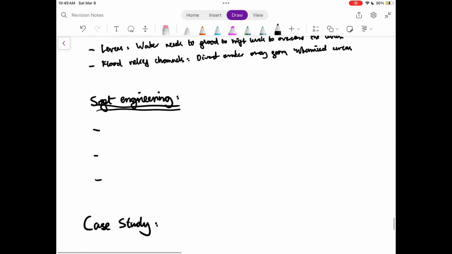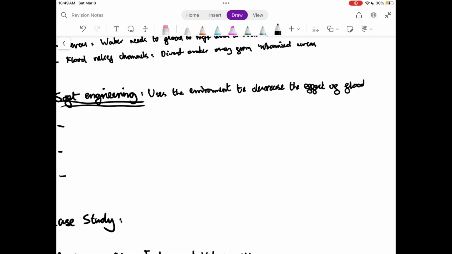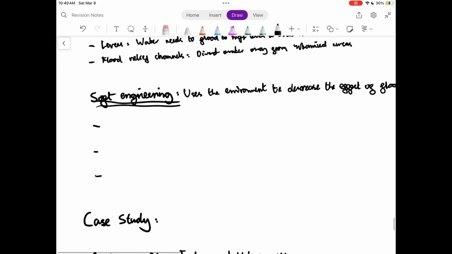Okay, so now we're going to be looking at soft engineering, and this uses the environment to decrease the effect of flooding. So for this, the first thing you can do is afforestation. And this can cause more interception, so then there's less surface runoff, and therefore there's less flooding.